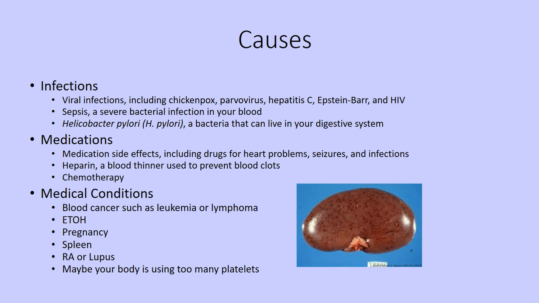Medical conditions include blood cancers such as leukemia or lymphoma, alcoholism, and pregnancy. Your spleen might actually be taking all the platelets and destroying them. It could be rheumatoid arthritis or lupus, or maybe your body is using too many platelets, which we'll get into a little bit later.